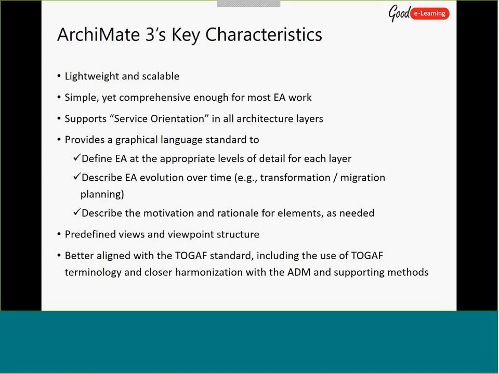So to say, not really many differences in terms of the key characteristics of 3. It's still simple yet comprehensive for most enterprise architecture work. It still supports service orientation in all architectural layers. The additions also extend the considerations around topic areas like microservices, and we'll touch upon those when we get to the particular additions that have been included in ArchiMate 3.0. Again, it still provides a graphical language standard to define the appropriate levels of detail for each layer, and describes the EA evolution over time, so transformation, migration, and planning, everything from current state, transition state to target state, as well as describing the motivation and rationale behind those elements.